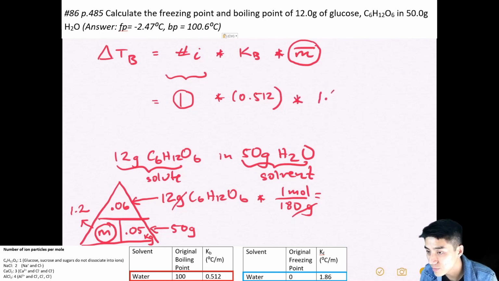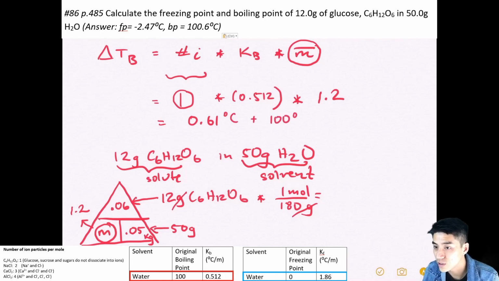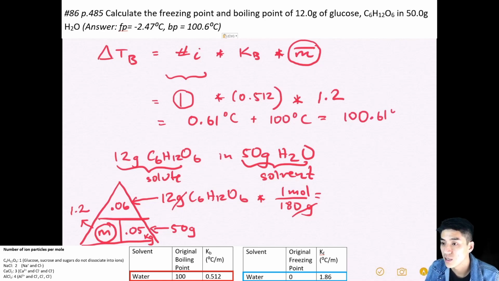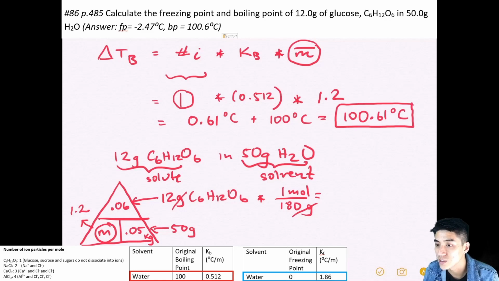And now I plug it back into the equation. That's the final piece of the puzzle that I needed. So I'm going to go 1 times 0.512 times 1.2, and that will tell me the change in boiling point is 0.61, and I'm going to add that to 100 degrees. So my final answer is 100.61 degrees Celsius. That's my new boiling point.